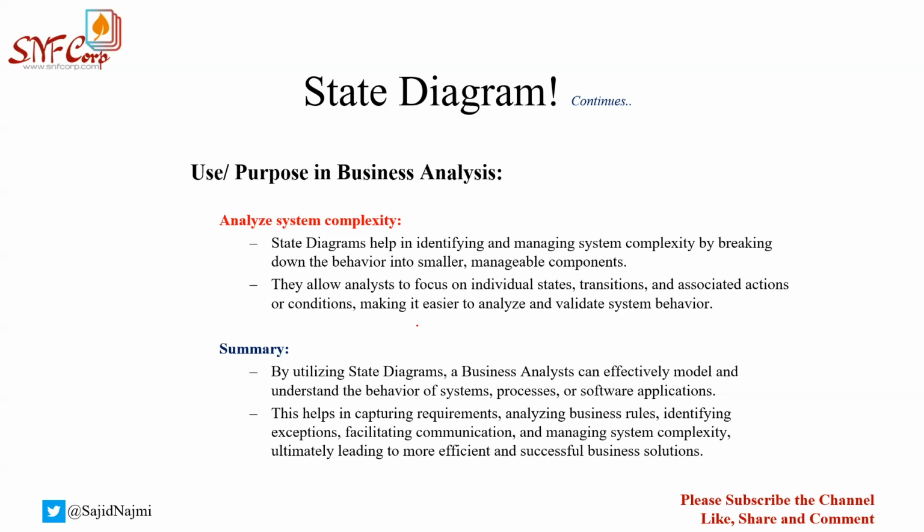Now, summary. As we have just discussed, you can utilize the state diagram for effective modeling and for understanding system behavior: what different processes there are, what the system flow of any software application is. Once you have the flow understood and written, you can go and talk to business and capture the different requirements. You can analyze and capture different business rules. You can easily identify what exceptions and problems you're having. You can use this to facilitate your communication with different stakeholders.